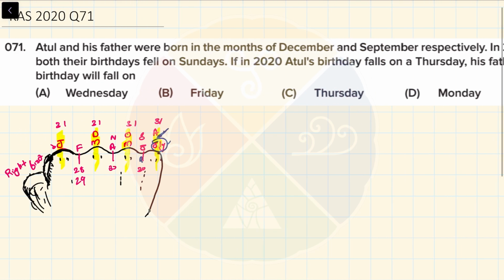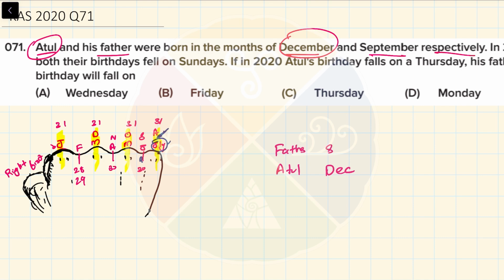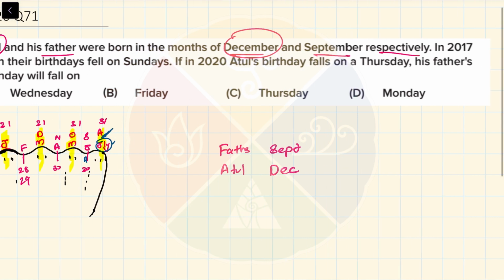Now, what they are saying is that Atul and his father were born in the months December and September respectively. So Atul was born in December and his father was born in September. Now they are saying the year 2017, that's not a leap year.